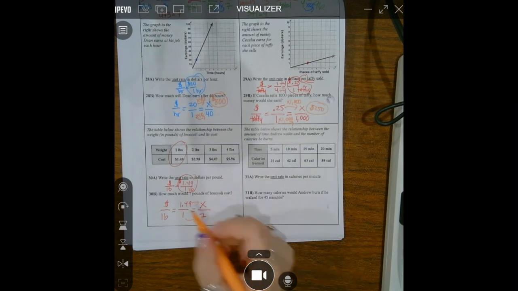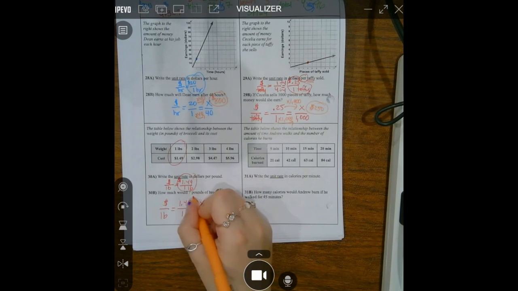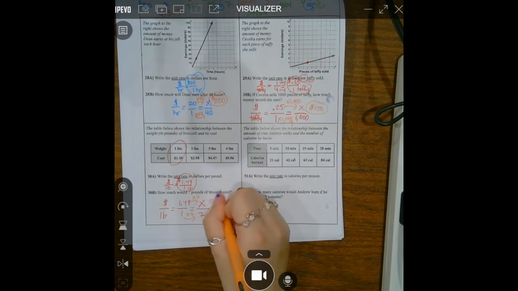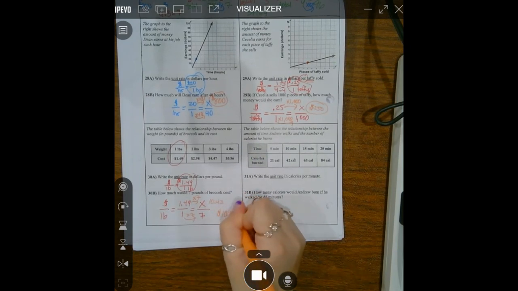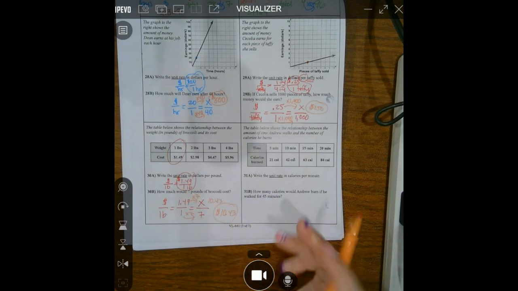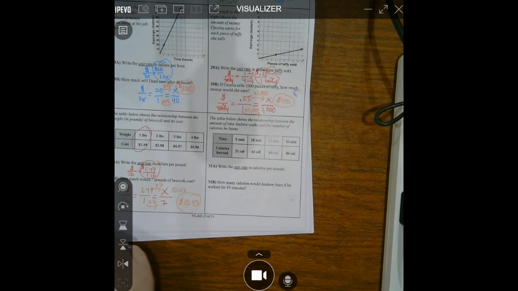Okay, go towards your unknown. So that's this way. 1 times what is 7? Yeah, 7. So then 1.49 times 7 is 10.43. And this is the money we're solving for. So it's $10.43. And then double check. Yeah, it asked how much would it cost. So I solved for the right thing. Last problem. You got this.